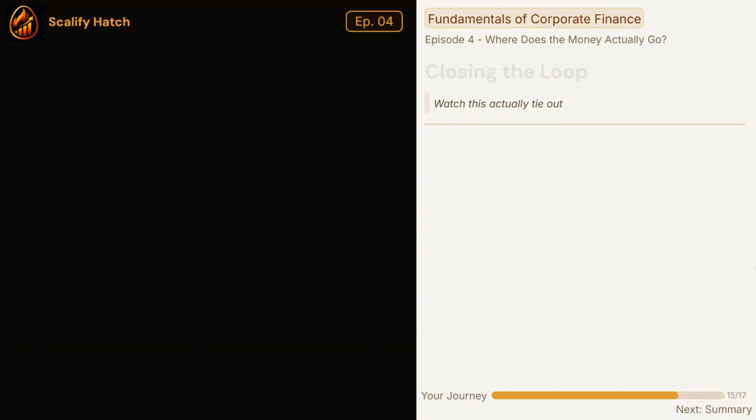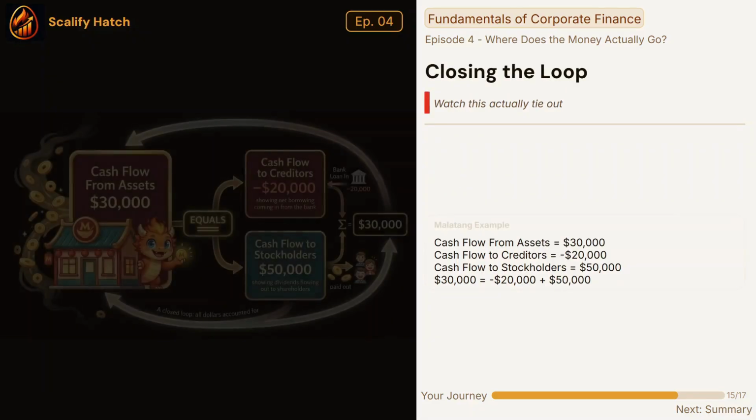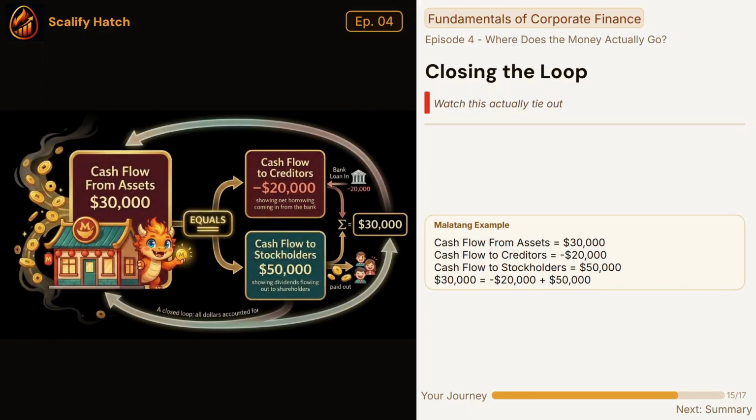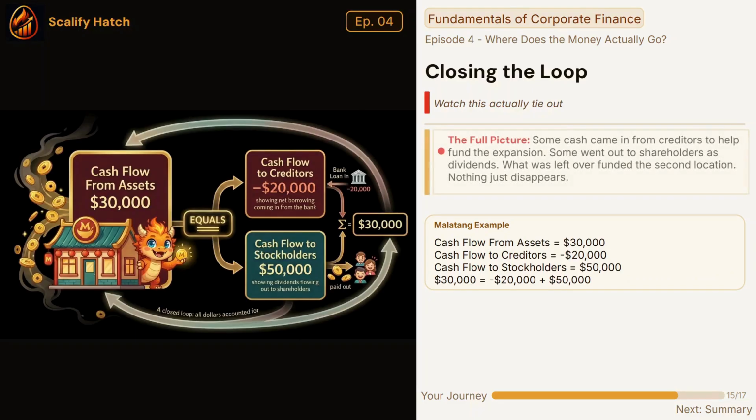So now we are finally closing the loop, and let's watch how this all ties together. We have negative $20,000 to creditors plus $50,000 to stockholders, which equals $30,000. That's exactly the free cash flow number we landed on a while ago. Every dollar the business generated this year is accounted for. Some came in from creditors to help fund the expansion, some went out to shareholders as dividends, and what was left over funded the second location. Nothing just disappears. The identity always holds true, no matter how the cash actually moved.